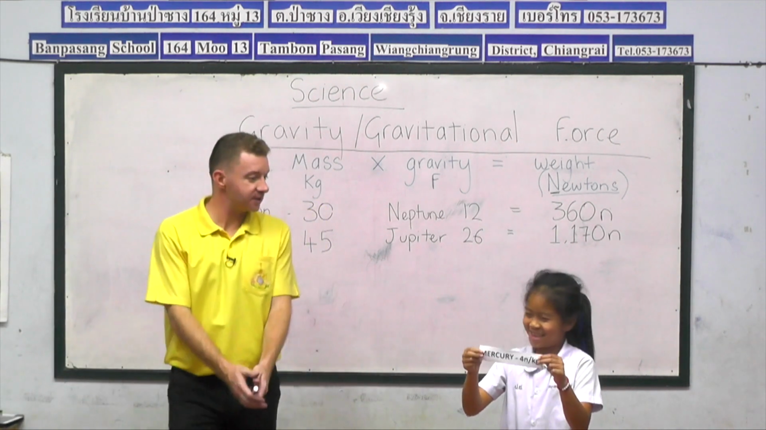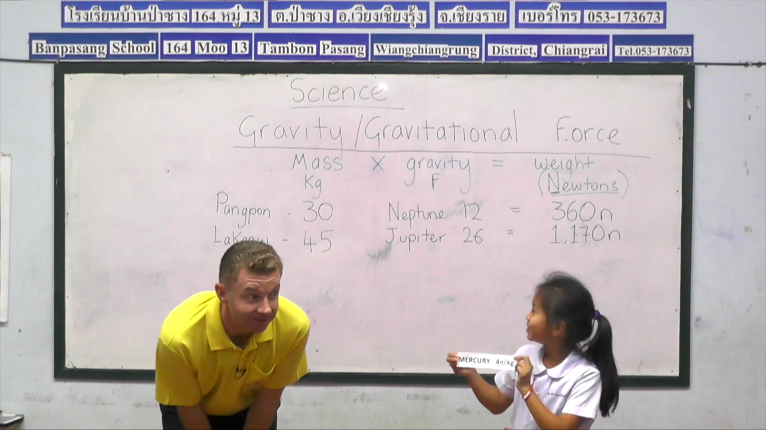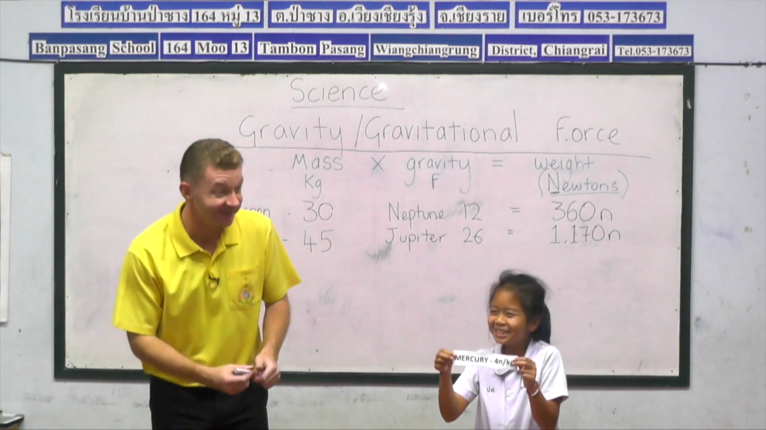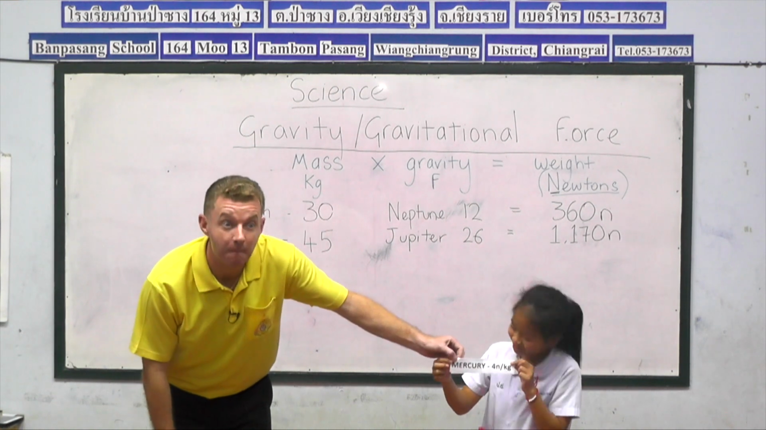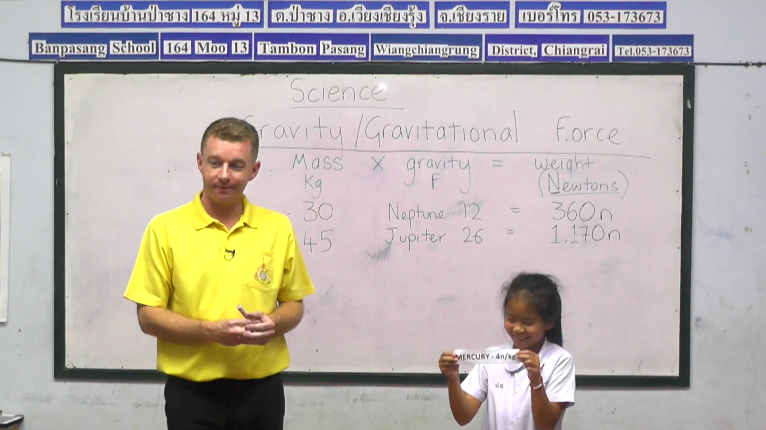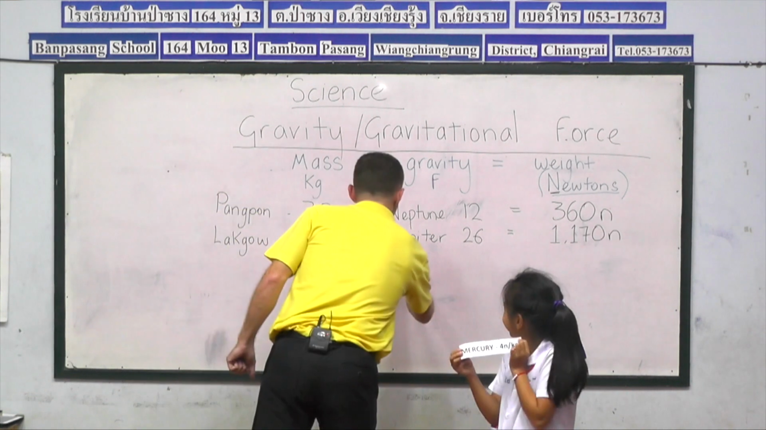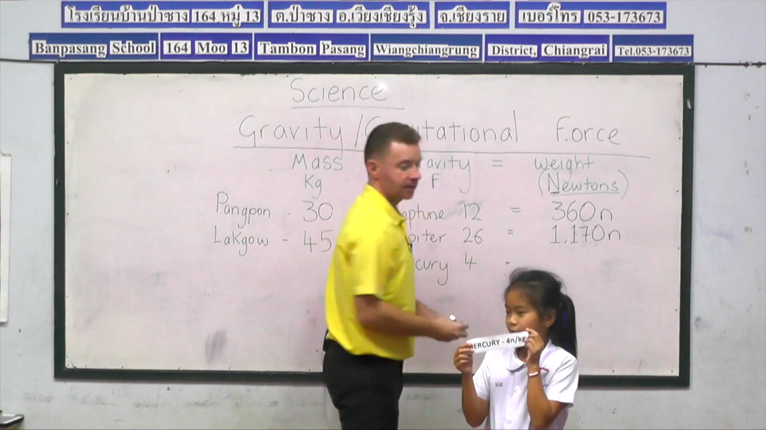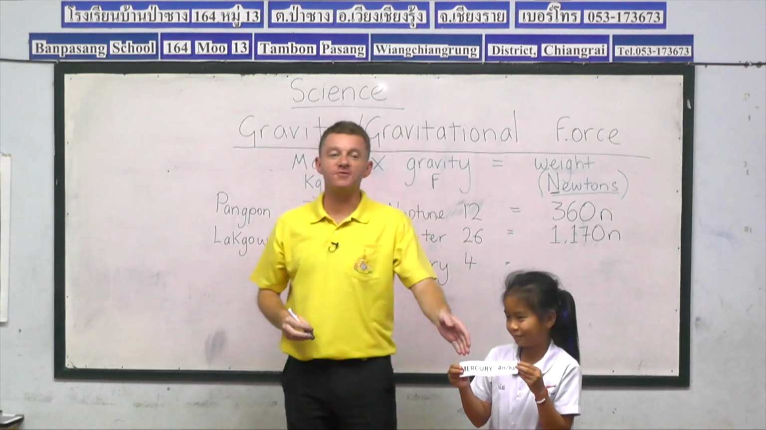What planet can we see? Mercury. Okay, what's so funny about Mercury? We've got planet Mercury. What's the gravitational force on Mercury? 4. Okay, Mercury, 4.